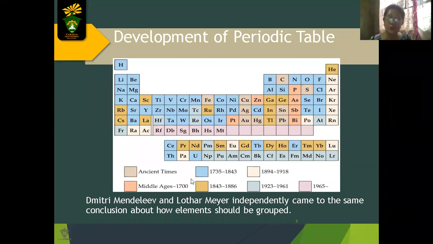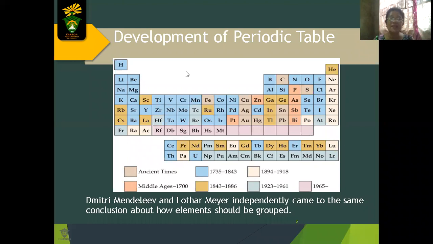This is during 1843 to 1856. Then this color here is during 1894 to 1918. What is this? These are mostly the noble gases, and so on and so forth. Then this one is 1965 to the present. Okay, nothing has been added now. It's only 180. So that is how it is being done.